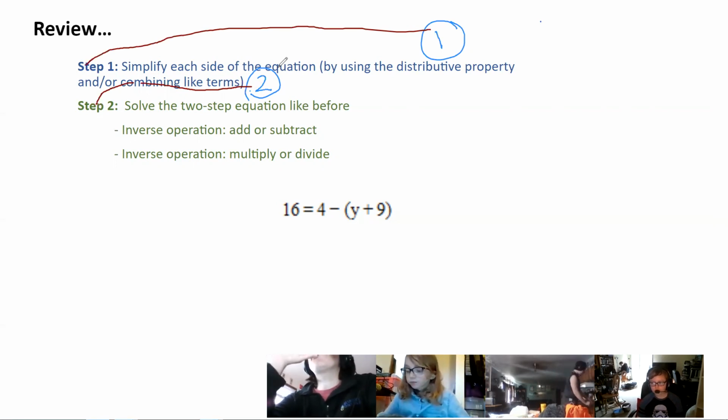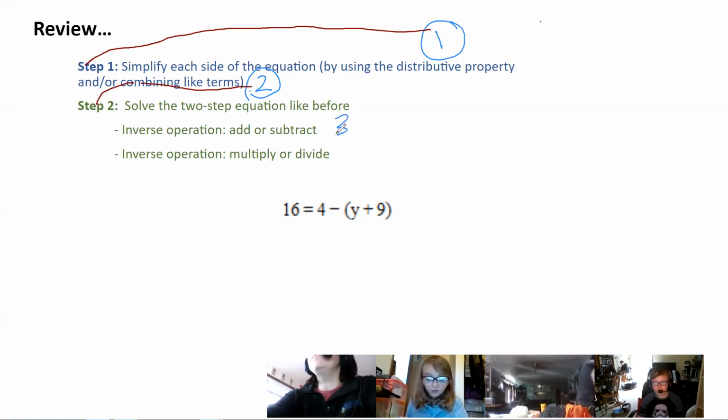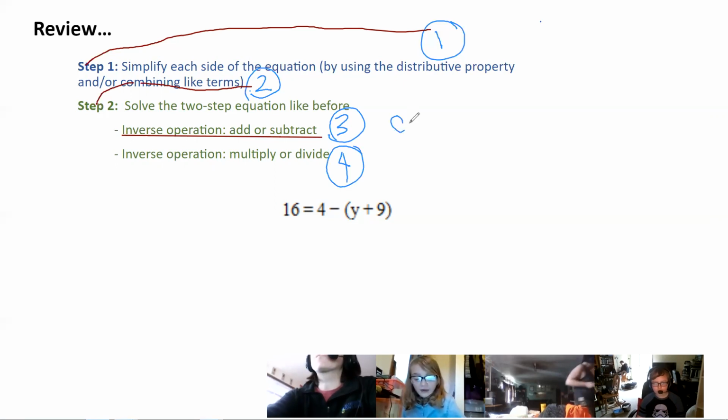So yeah, those are our first two steps. Simplify by distributive property and then combine like terms. And then step 2 is solving like a two-step equation. So you're going to get rid of your constant and then get rid of your coefficient. Constant always goes first.